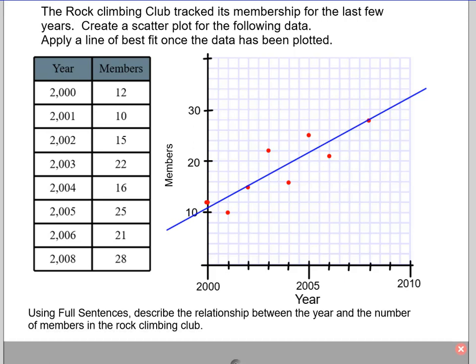Okay. A couple things to point out though. 2000. This is not x equals 0. So this is not a y-intercept right here. This is really, really important.